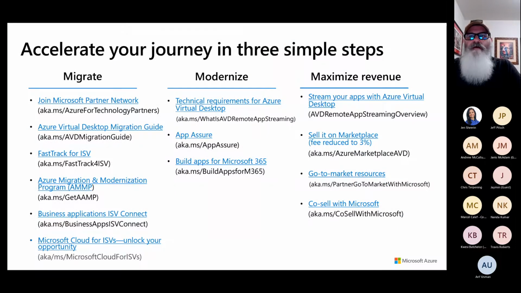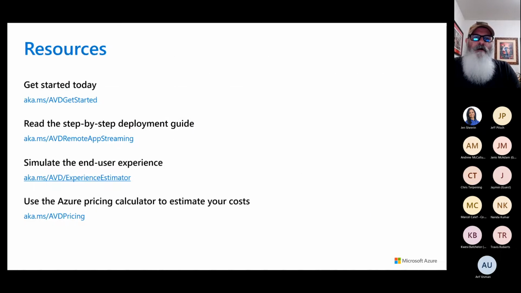Let's see, what do we have now? Okay, now we have some really good resources. The last couple of slides are just some resources. This is a really good screen to see all the resources that are available. There's some partner resources, some migration resources, how to modernize and how to maximize revenue. But the next one is kind of your, hey, let's get started.